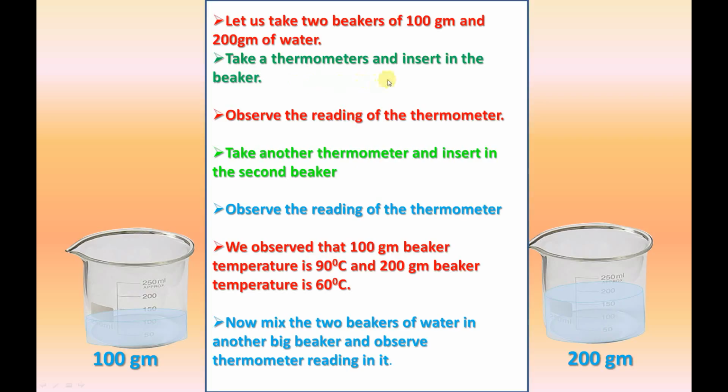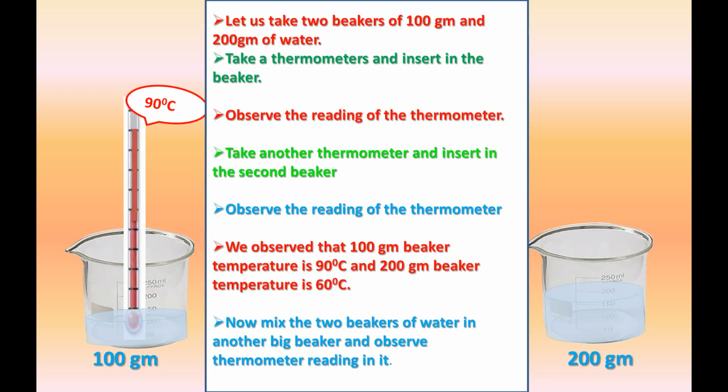Take a thermometer and insert it in the beaker. Observe the reading of the thermometer. We take the thermometer and insert it in the first sample, that is the 100 grams water sample. Now its mercury level increases and it reaches 90 degrees centigrade. So the temperature increases up to 90 degrees centigrade. So the 100 grams of water is a sample, and in this sample the temperature is 90 degrees centigrade.